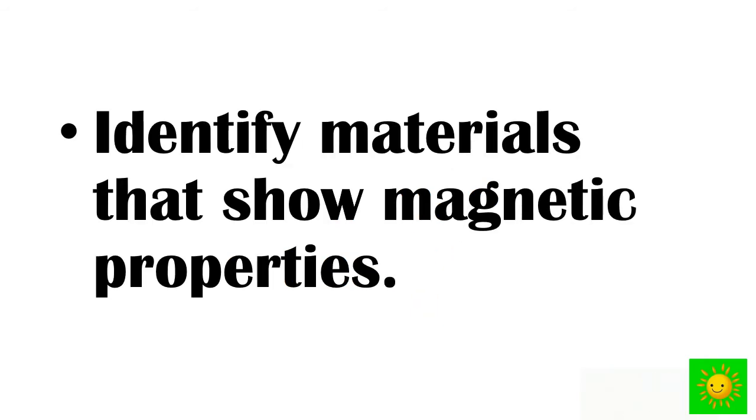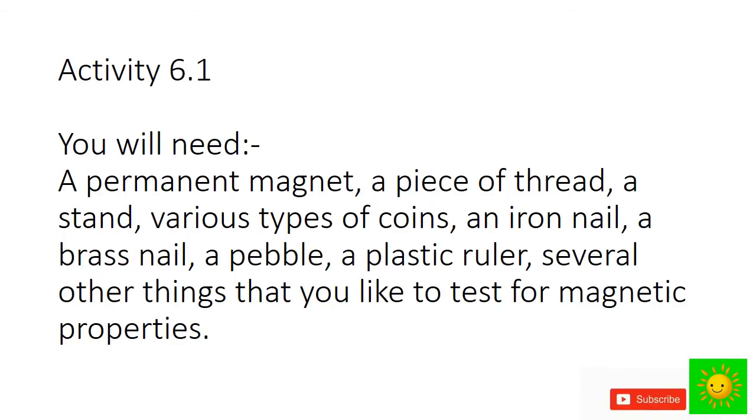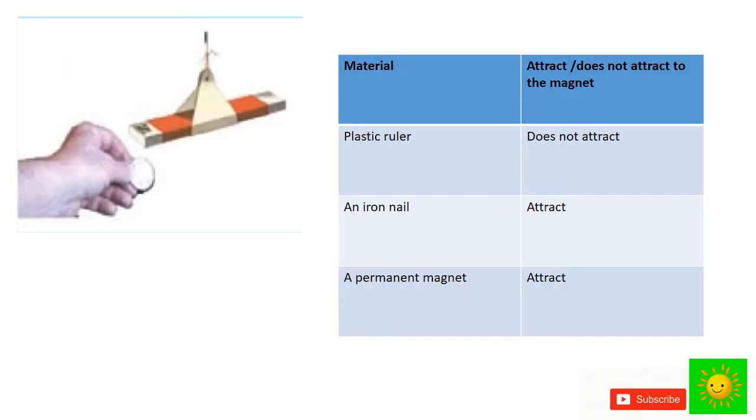What you have to do? Identify materials that show magnetic properties. You will need these things. What you have to do there? Hang the magnet on the stand using a piece of thread. Bring each substance one at a time close to the magnet.